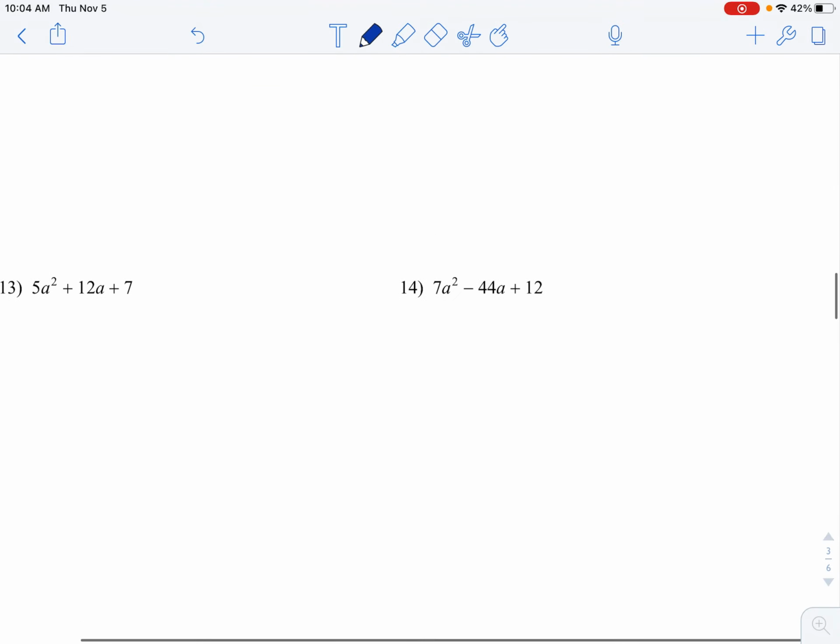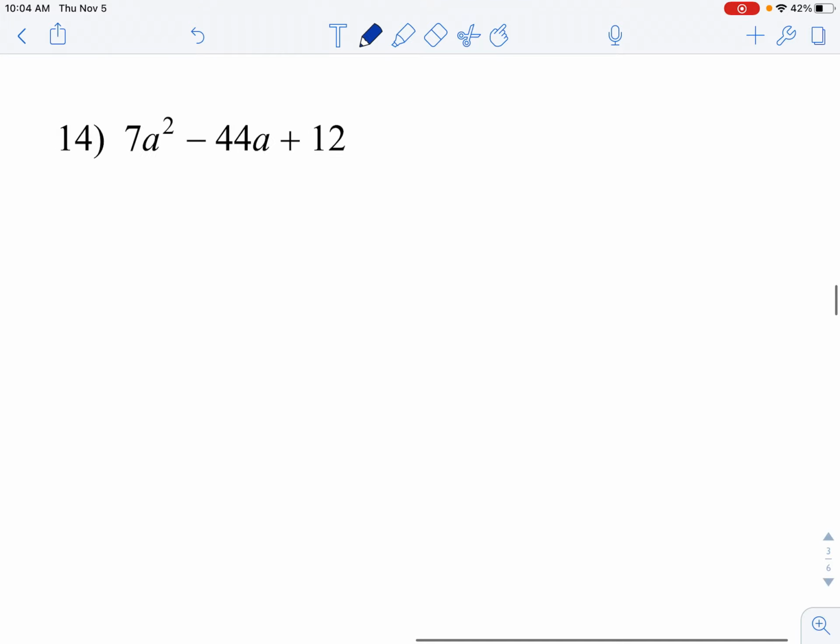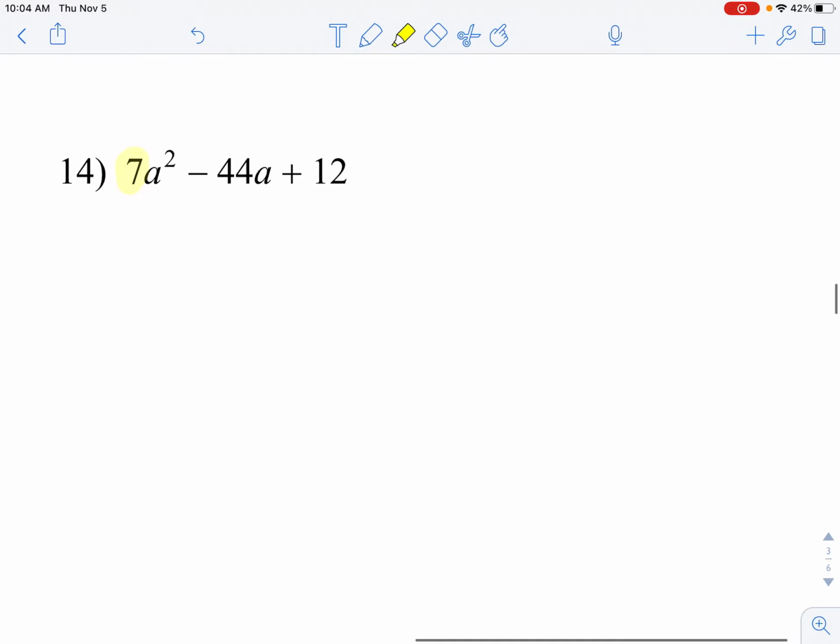Now, at this point, those are fairly standard review Algebra 1 problems. It's about to get a little tougher. This is going to challenge you a little bit more. All of the problems from here on out have a lead coefficient. Lead means it's first. Coefficient is a number in front of a variable. A lead coefficient that is not a 1.